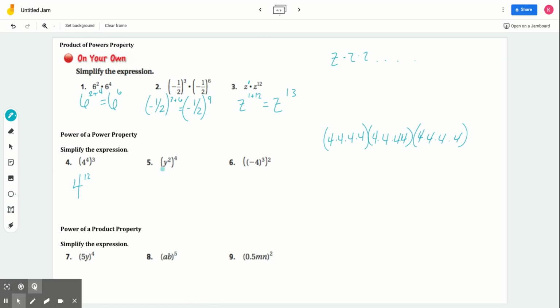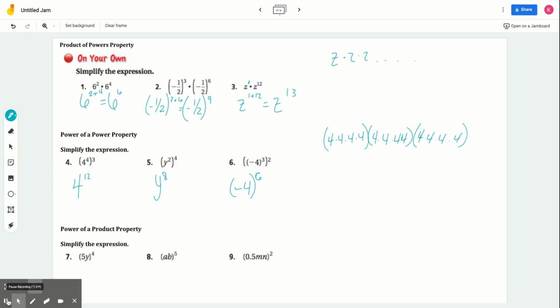Here with number 5, we have y to the 2nd to the 4th. Again, 2 times 4 is 8, so this is y to the 8th power. On number 6, we have negative 4 cubed to the 2nd power. Again, negative 4, and then we can multiply those exponents. 3 times 2 is 6. So negative 4 to the 6th power.